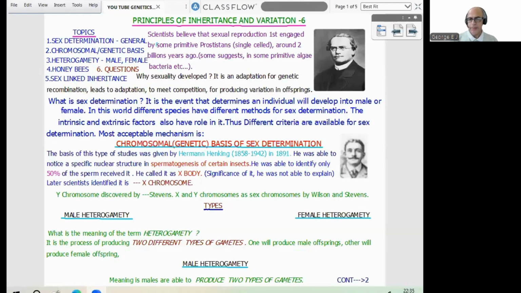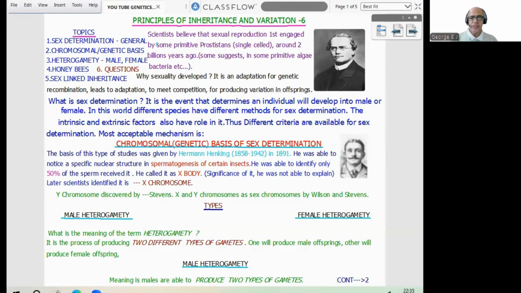So for convenience, I will share the screen. I think the screen came. So shall we proceed?